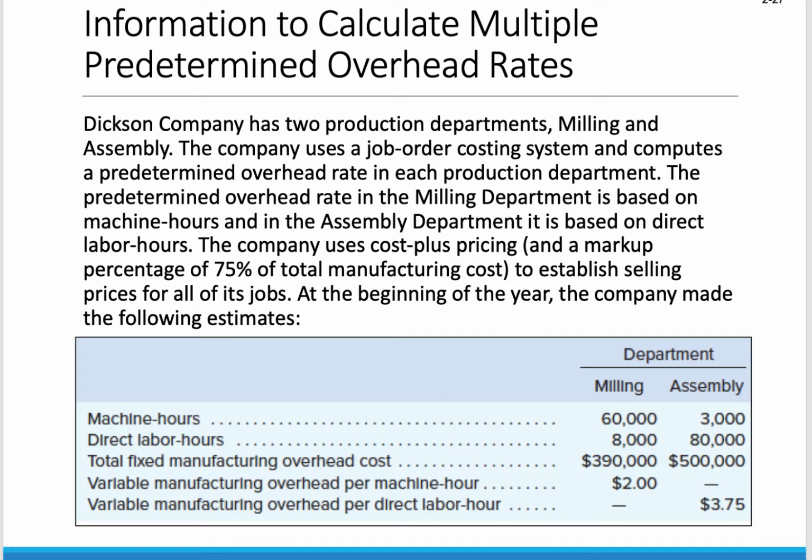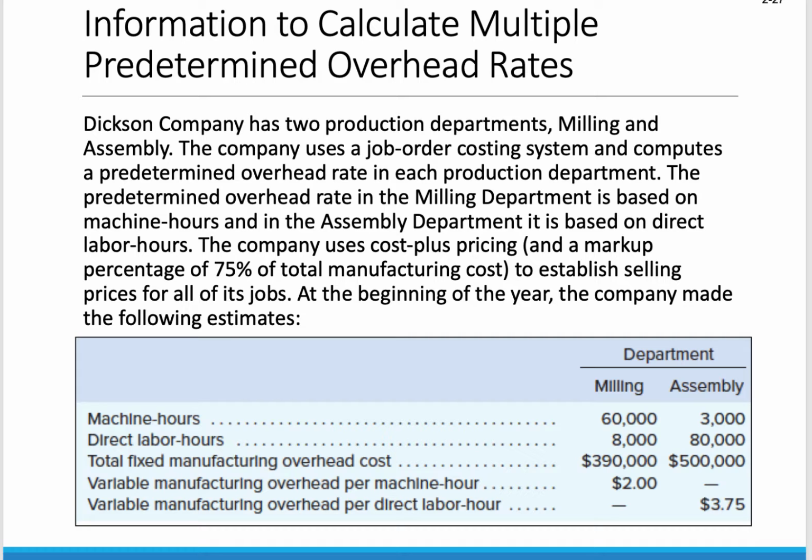We have a company that has basically two production departments, assembly and milling, okay? This company is going to use job order costing, and we're going to compute the predetermined overhead rate in each department. So when we say we're going to use multiple predetermined overhead rates, usually each department is going to have their own rate. They give us information for the milling department, and they give us information for the assembly department. Each of these departments has a different allocation base.